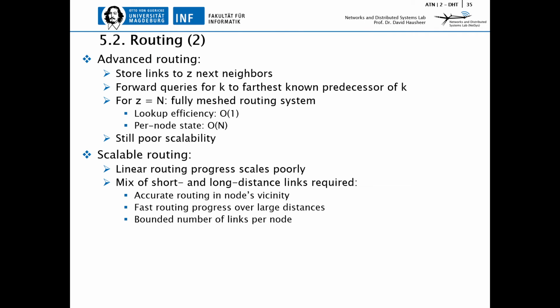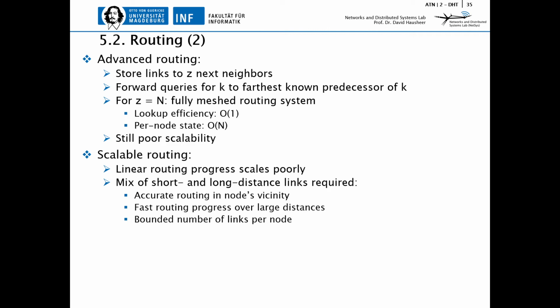Now let's look at a more advanced type of routing mechanism for the Chord network, in which case we store multiple links to the z next neighbors. In this case, queries can be forwarded in a smarter manner, namely to the farthest known predecessor of K. Now we can take that to the extreme and just put z equal to n, being the number of nodes in the system, and then we end up with a fully meshed routing system.